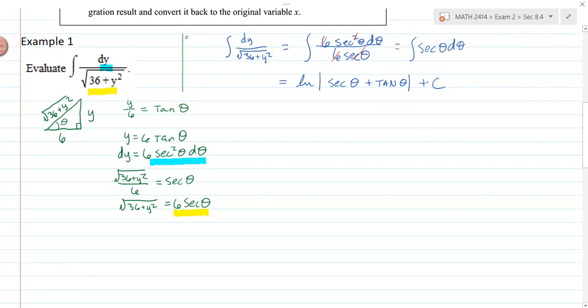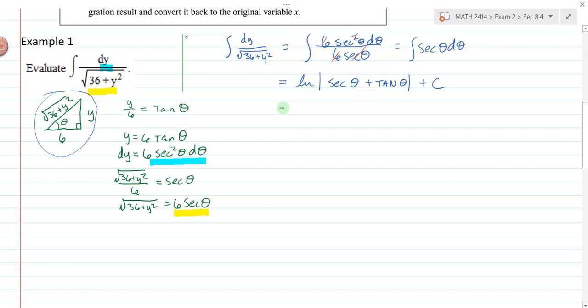Now, do you want to leave your answer in this form with the theta as the variable? No, you don't, because you did a substitution. Just like when we do a u substitution, we don't want to leave our final answer in terms of u. We want to go back to the original variable. When we do a trig substitution, we don't want to leave our answer in terms of the theta. We want to go back to the original variable, which in this case was a y. So we're going to use this same triangle over here to go back to our y's.